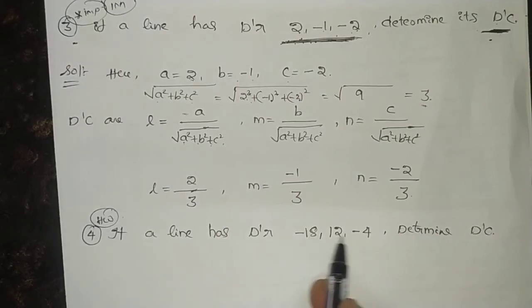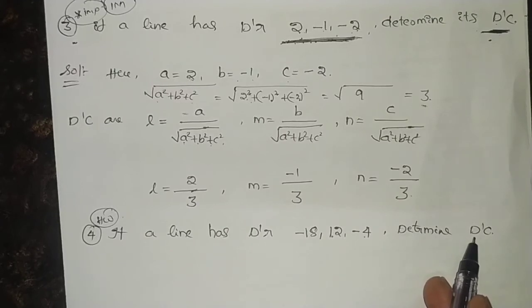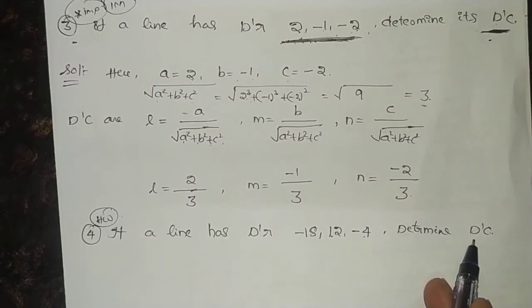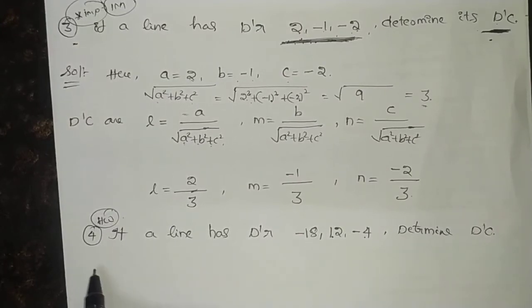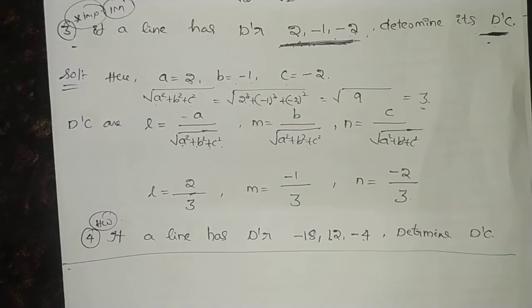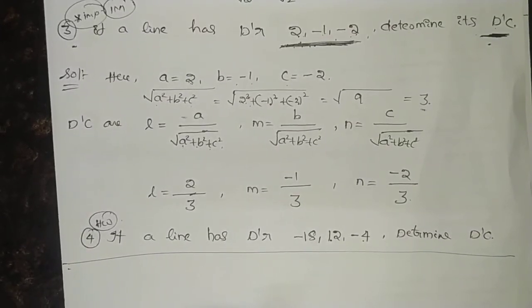Here he has given the direction ratios A, B, C. You just write down the direction cosines formula and substitute it, that's it. Okay, it is a problem homework for you, kindly do this problem at your home. Next, we will move on to the next question.